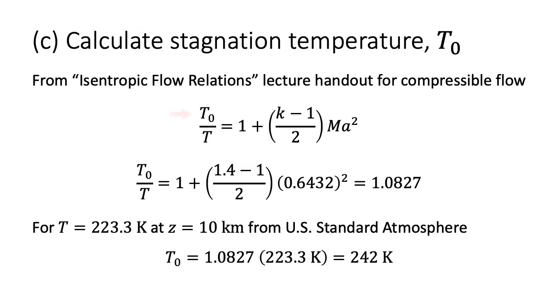First, for the stagnation temperature, and again using the isentropic flow relations handout, we calculate that for K equals 1.4, and from our calculated Mach number, that the ratio of the stagnation to static temperature is about 1.08. Using the U.S. Standard Atmosphere table one last time to look up a temperature of 223.3 Kelvin at an elevation of 10 kilometers, we get a stagnation temperature of 242 Kelvin. Note that this is the temperature the flow would have if brought to rest isentropically and is always higher than our original static temperature. This is because some of the kinetic energy goes into increasing the thermal energy of the fluid.